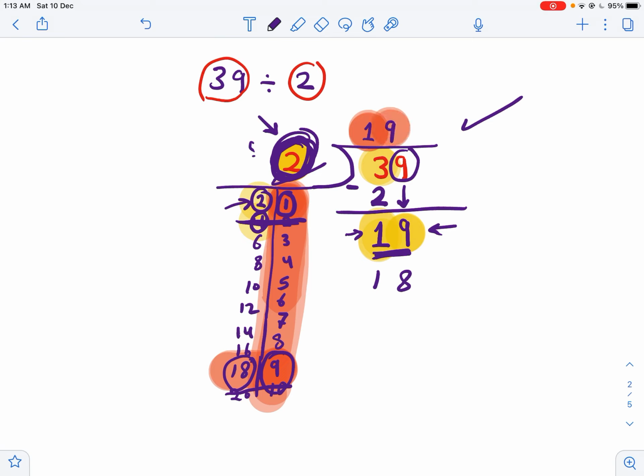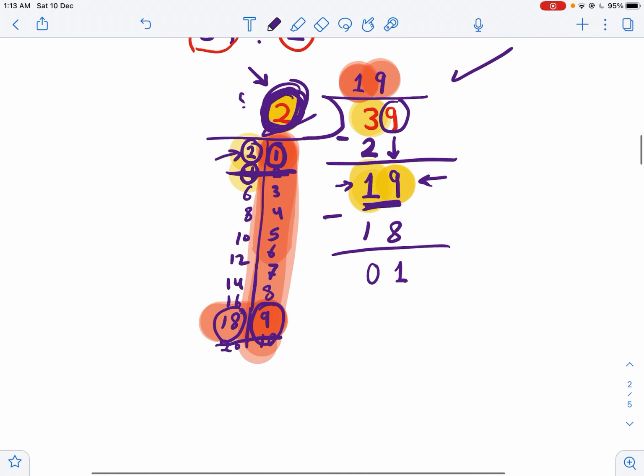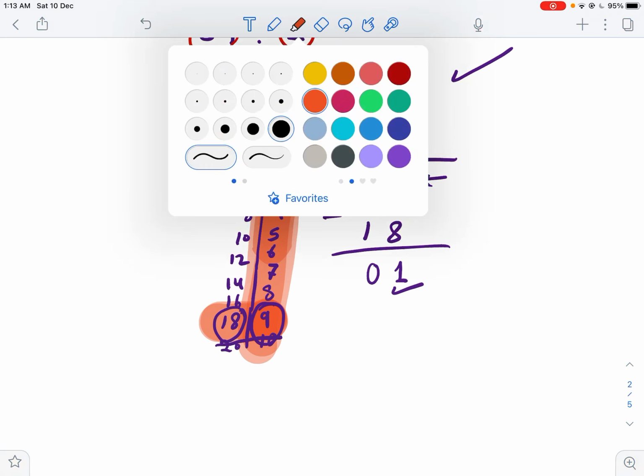Now what do I do next? I subtract. Let's subtract. 9 minus 8 is 1. 1 minus 1 is just 0. So what do I have left here? I just have the 1. So the 1 is smaller than the 2. Right? Now we will do it one more time. We will divide one more time.